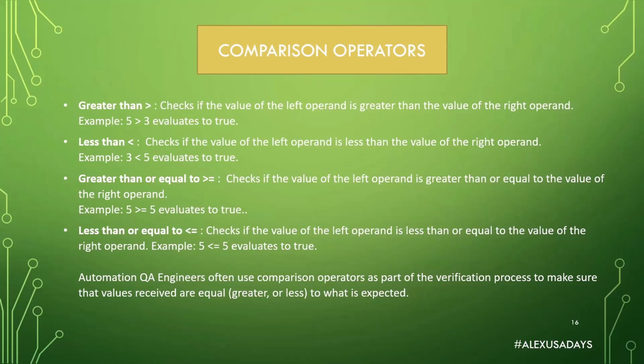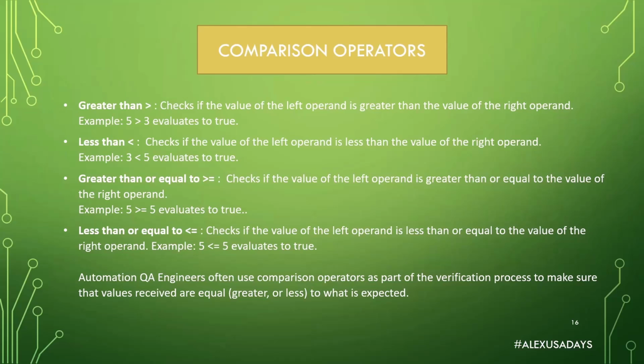The next one is greater than or equal to. It checks if the value of the left operand is greater than or equal to the value of the right operand. So for example, 5 greater or equal to 5 will evaluate to true. And the last one, less than or equal to, checks if the value of the left operand is less than or equal to the value of the right operand. For example, 5 less or equal to 5 evaluates to true.